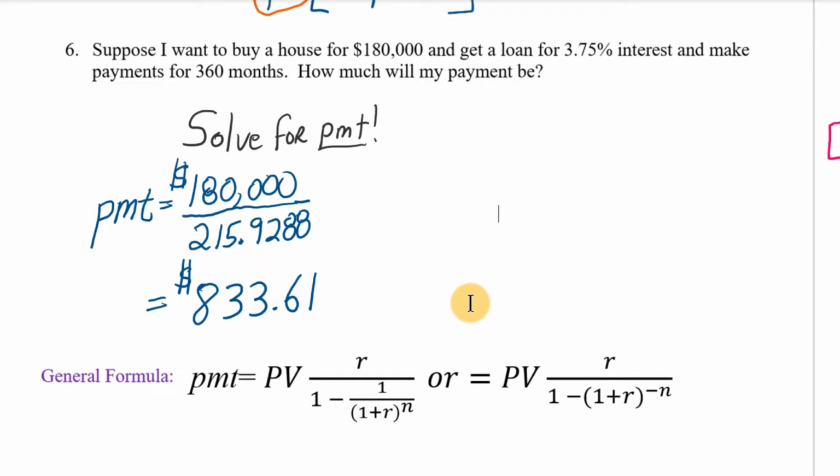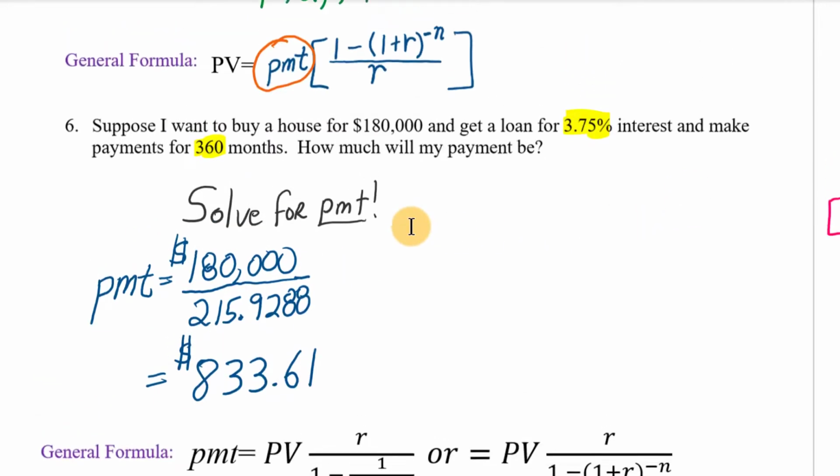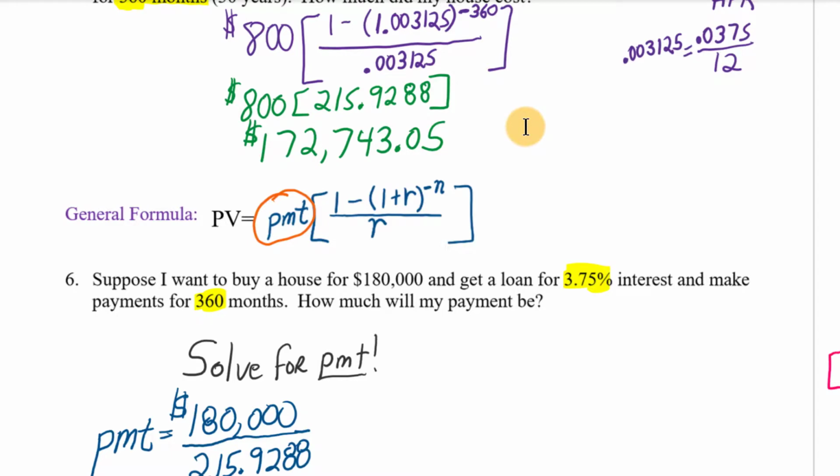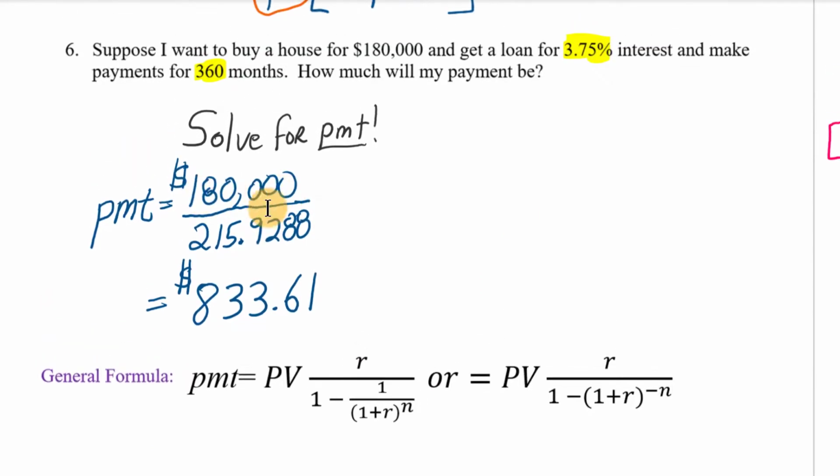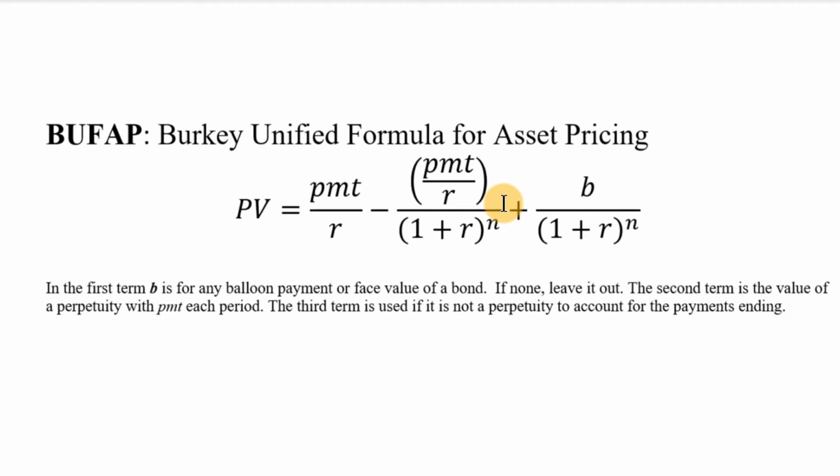So really, since we're talking about the same interest rate as before and the same length of time, all we're doing is dividing by that same present value interest factor of an annuity, right? We have to get the same amount. So we're just dividing the value by that 215.9288, and we get a payment of about $833.61.